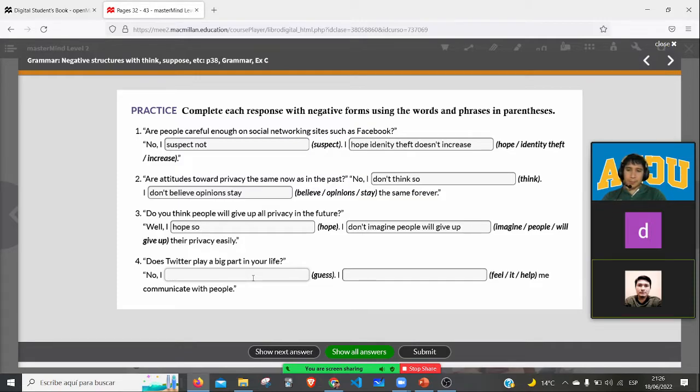Number 4, Jimmy Joe. Does Twitter play a big part in your life? No, I doesn't. I guess no. I guess not, or I don't guess so. Yeah, I guess not. In the second row. Nice. Here, feel the negative first or the second part.